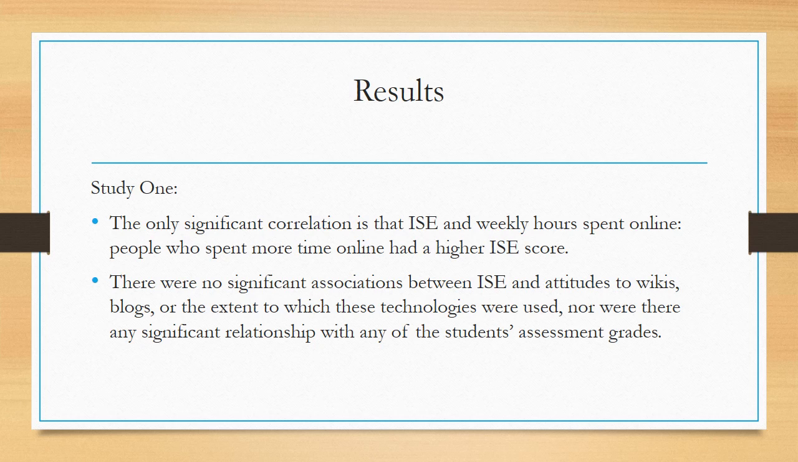The results from Study 1: the only significant correlation is between ISE and weekly hours spent online. Basically, people who spent more time online had a higher ISE score. There were no significant associations between ISE and attitudes to wikis, blogs, or the extent to which these technologies were used, nor was there any significant relationship with any of the students' assessment grades.